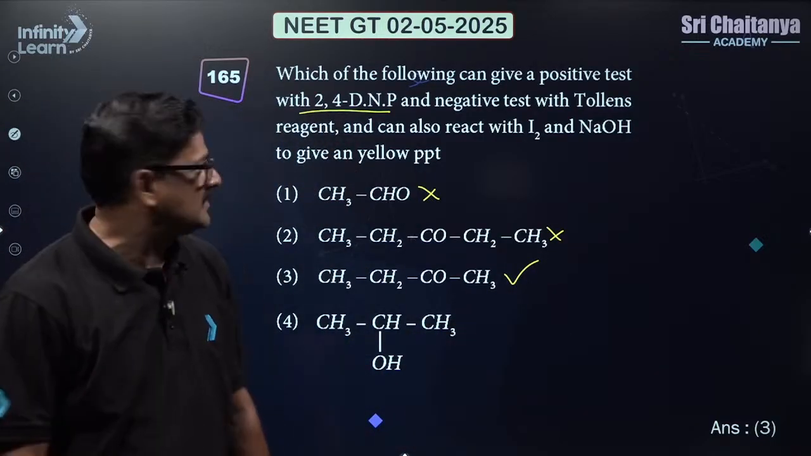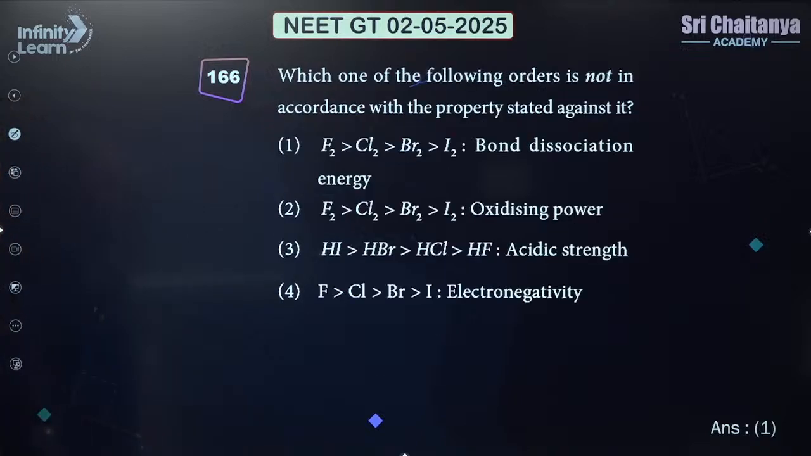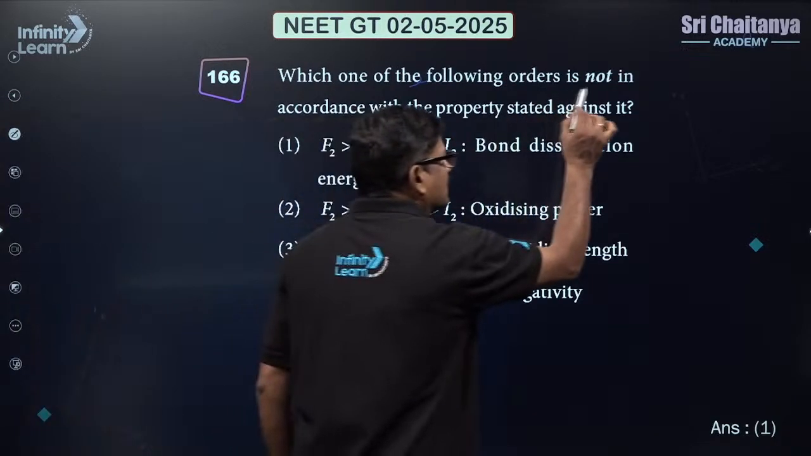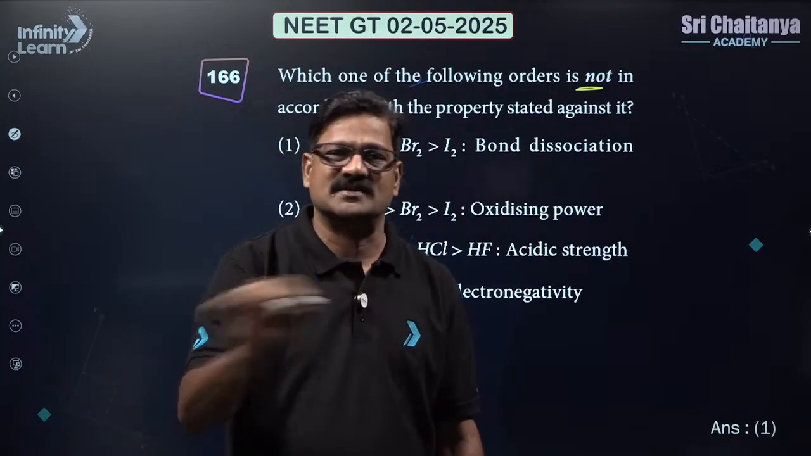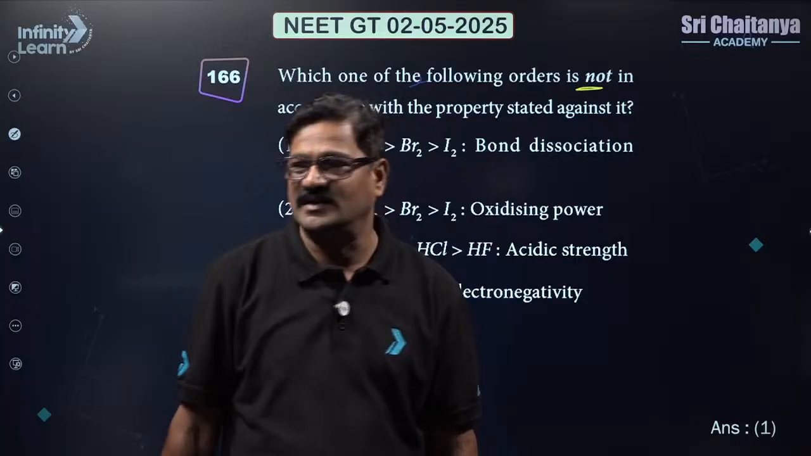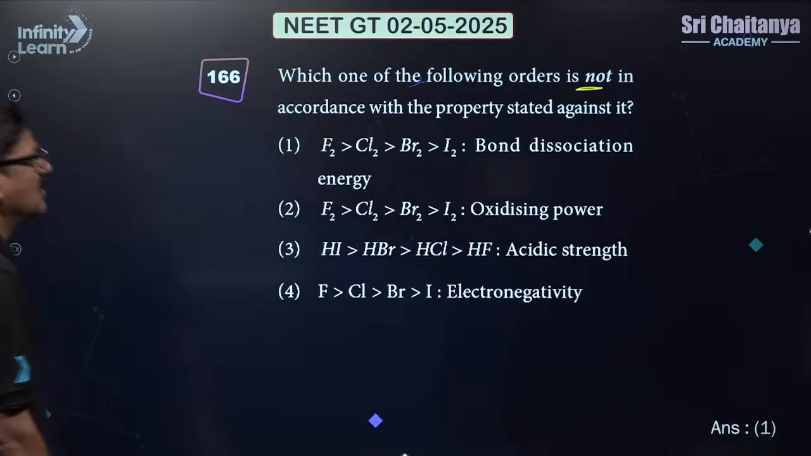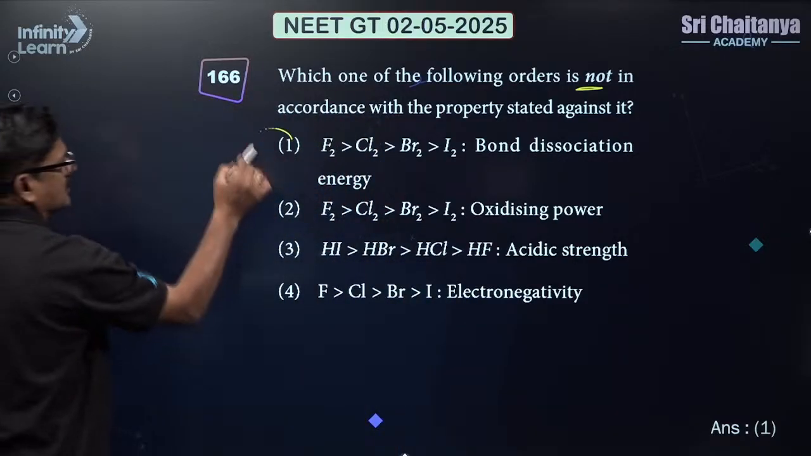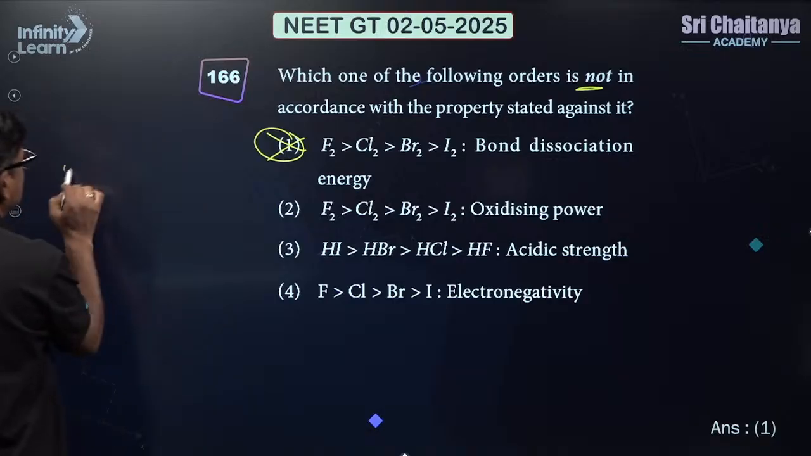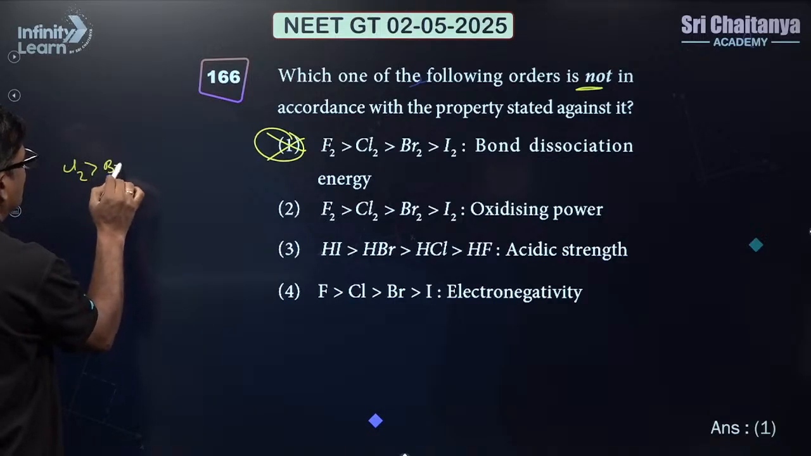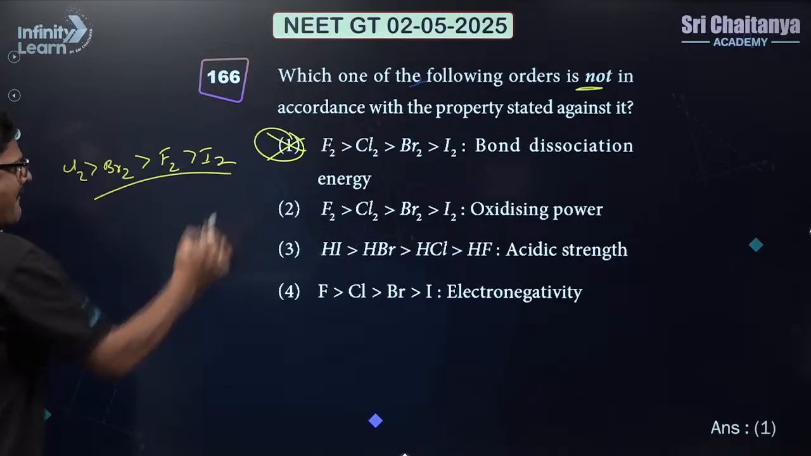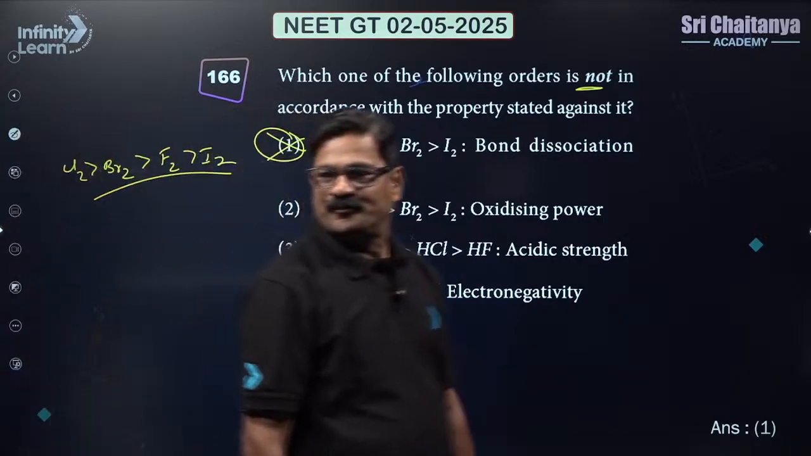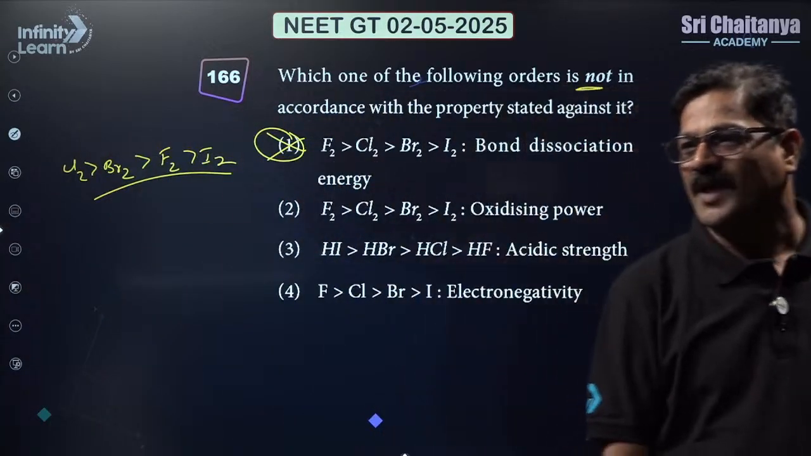That's good, perfect. And one more, which of the following order is not correct? This is important. Please identify yes, no in this criteria. Now in this case, bond dissociation energy is given wrong. Cl2 greater than Br2 greater than F2 greater than I2. Okay, that's good.